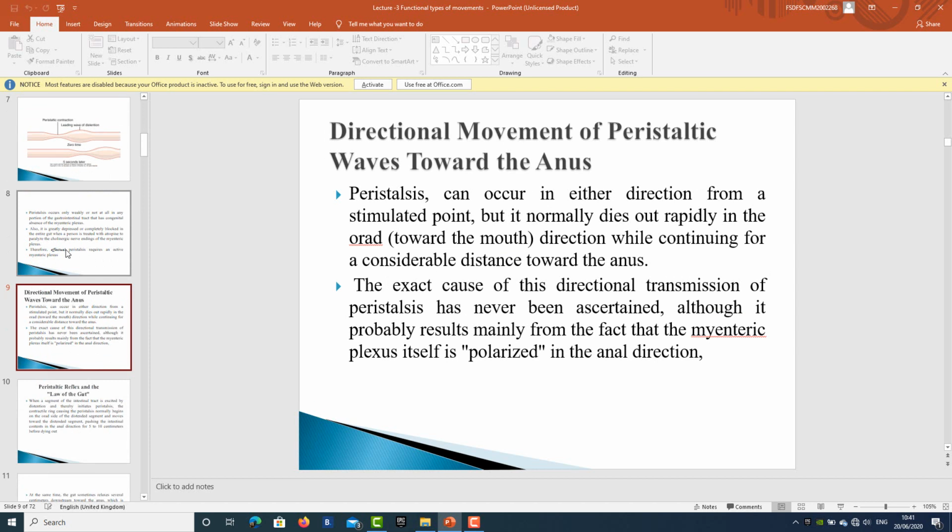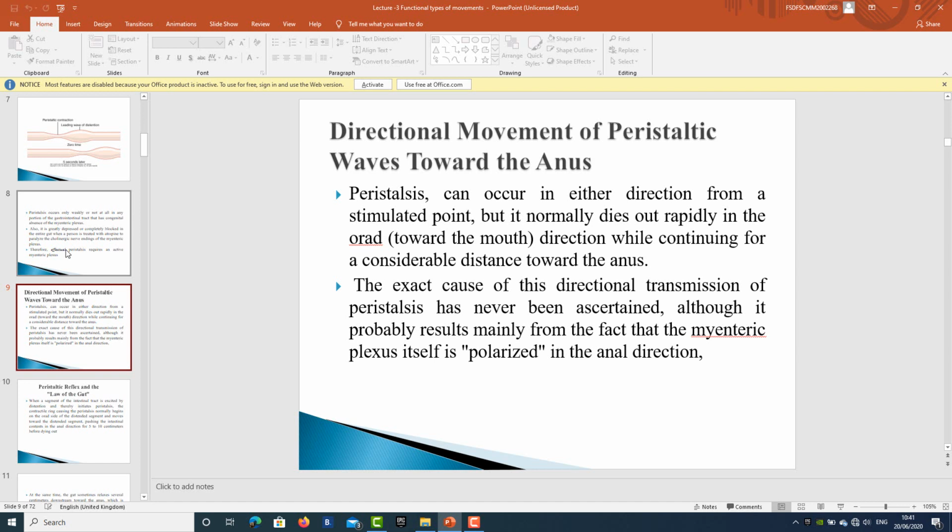Now let's talk about the directional movement of peristaltic waves towards the anus. Peristalsis can occur in either direction from a stimulated point, but it normally dies out rapidly in the oral direction, while it continues for a considerable distance towards the anus. The exact cause of this directional transmission of peristalsis has never been ascertained, although it probably results mainly from the fact that the myenteric plexus itself is polarized in the anal direction.